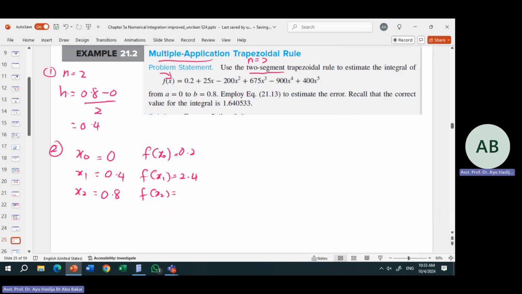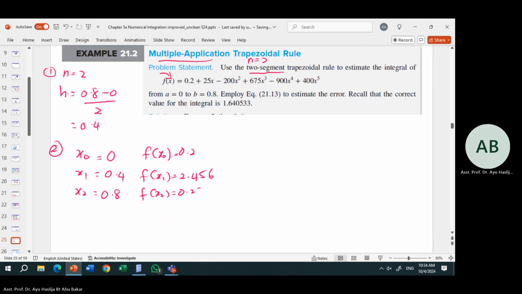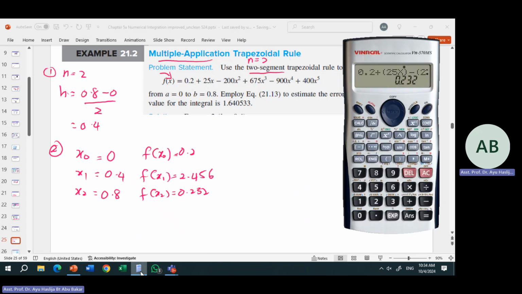Okay, 2.456. Next x value, calculate, 0.8, equal. Okay, so if you know how to use your calculator, your calculation will be faster.